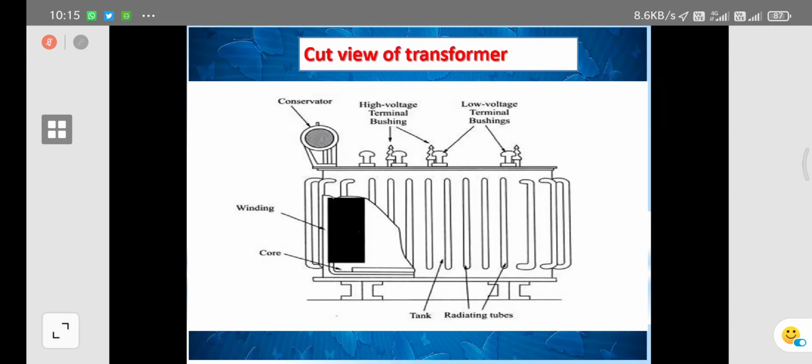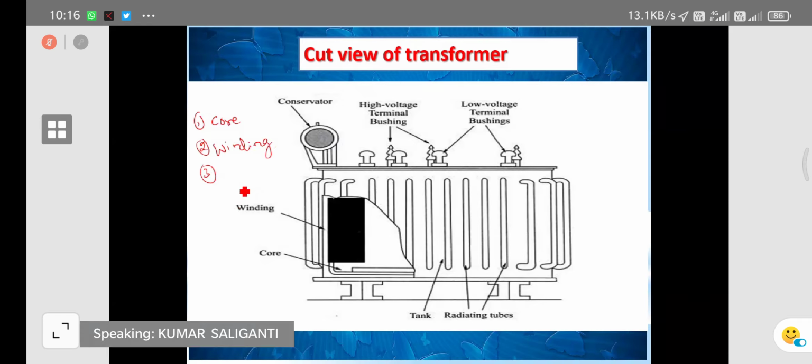So the main parts of a transformer, generally based on the construction, are as follows. This is the core. The core is the first part, and the second one is the winding. The third one is the bushings.